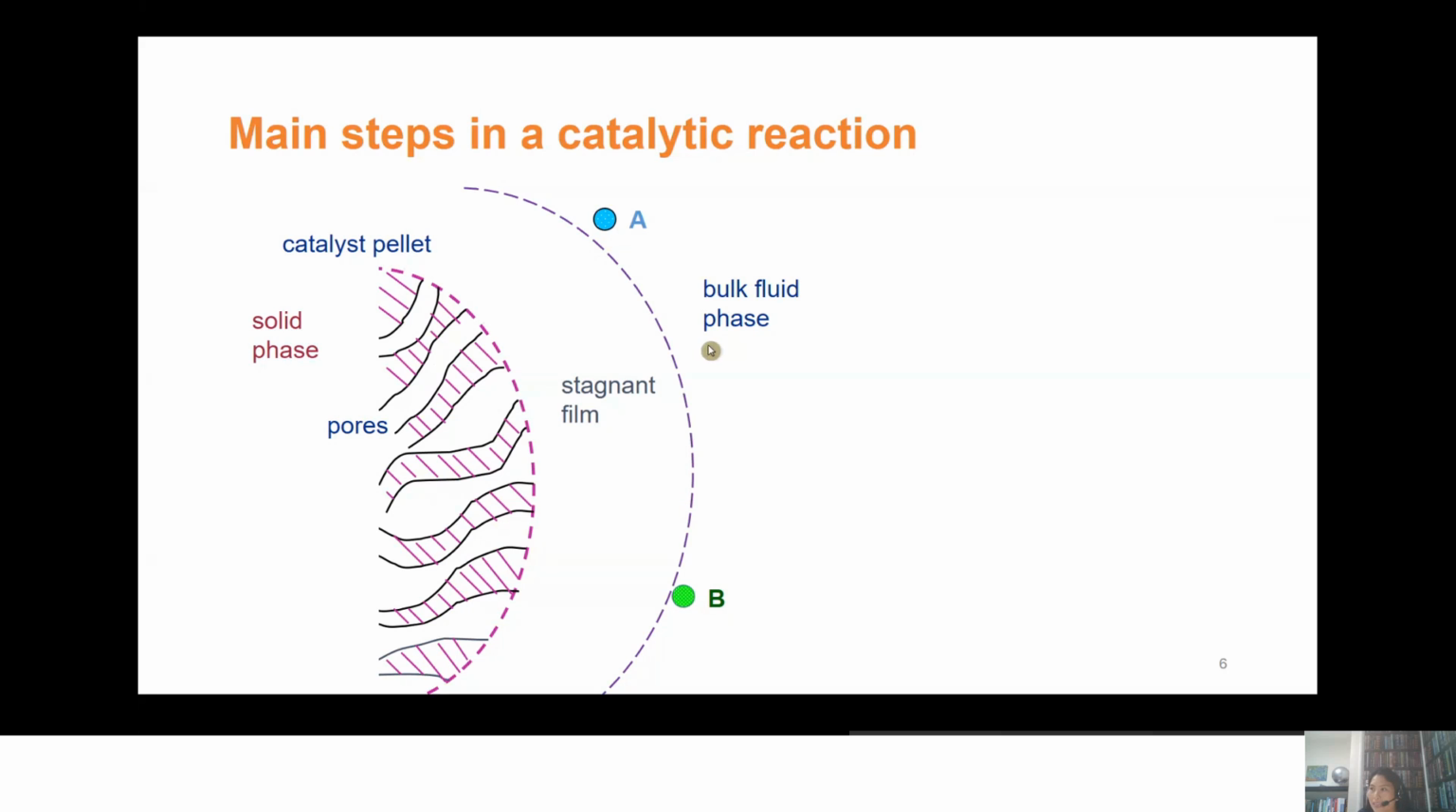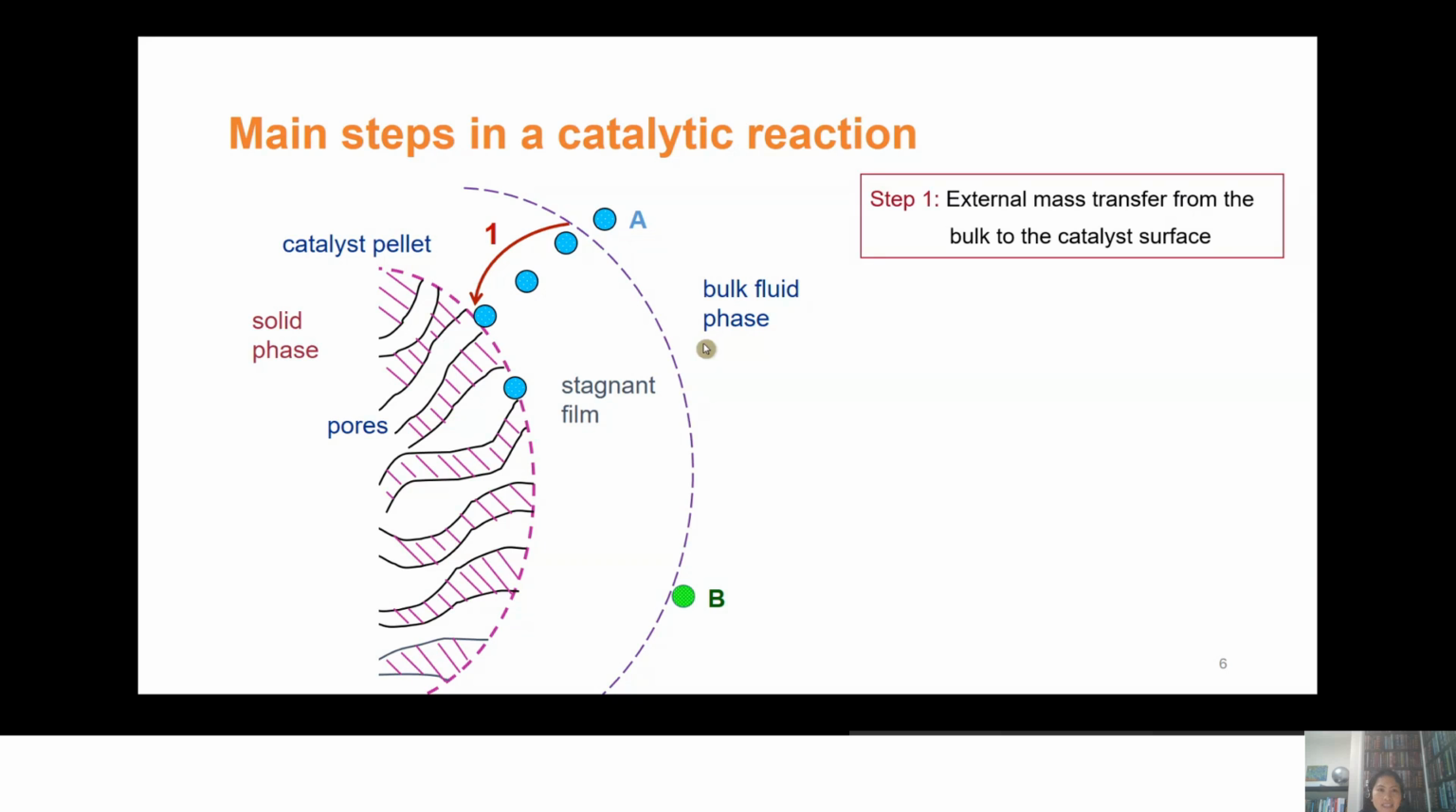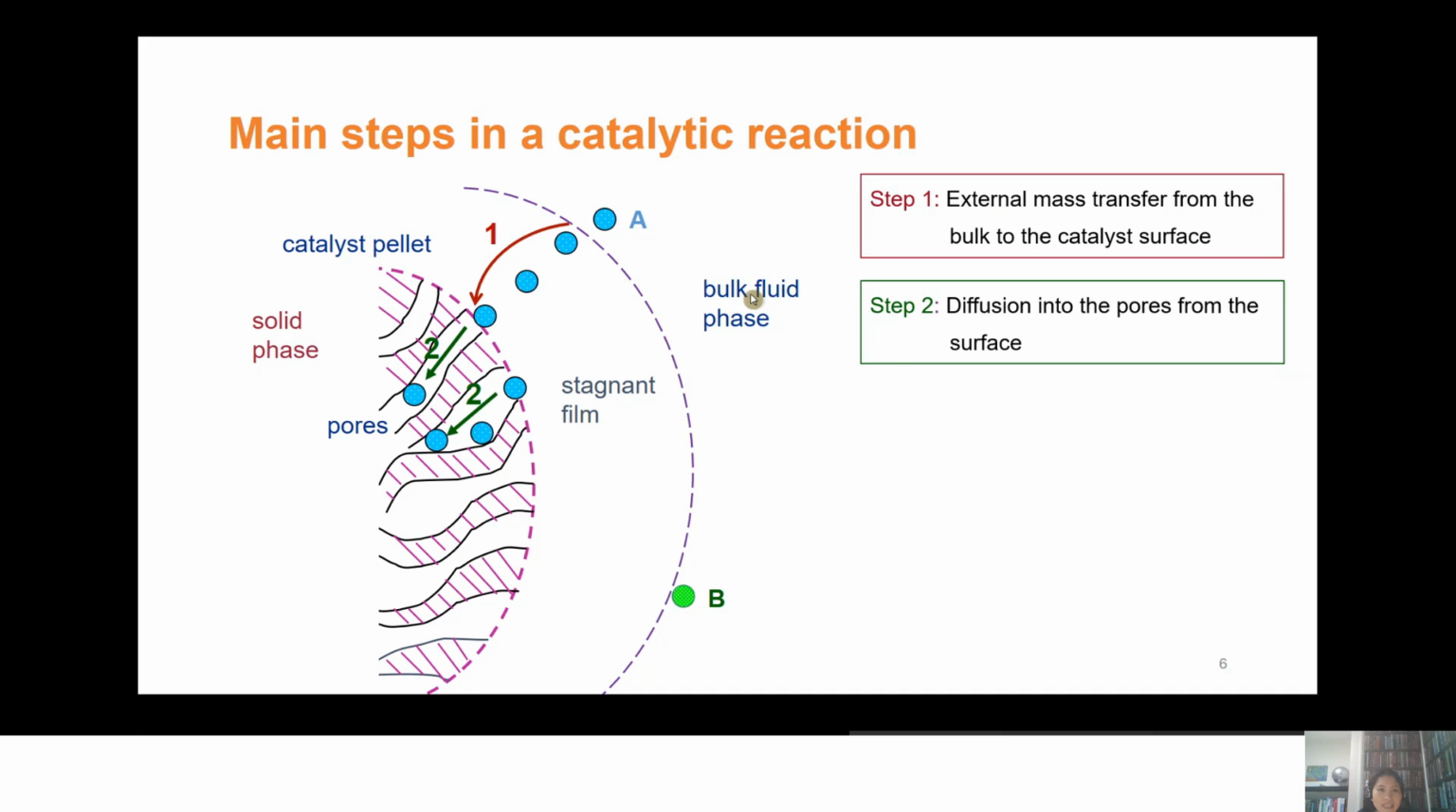Okay, so let's see what's taking place, the different steps. This is step one. The reactants have to diffuse to the surface of the pellet from the bulk phase, and this is known as external mass transfer. And then step two, the reactant then has to diffuse through the pores, and this is known as internal diffusion.